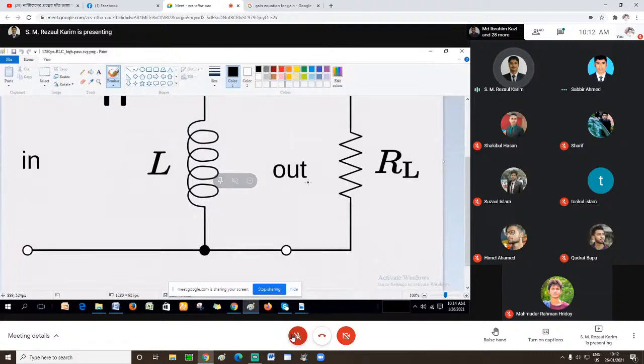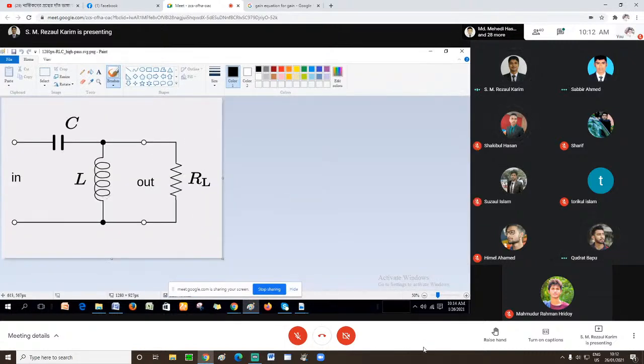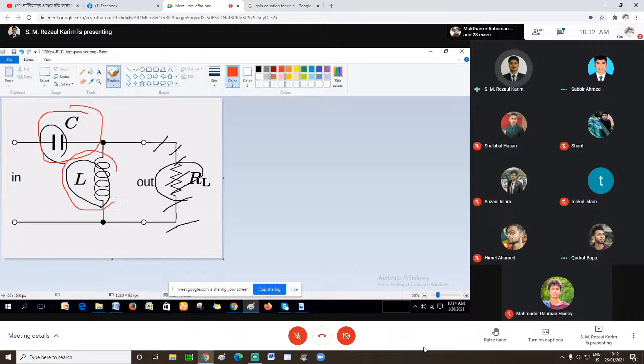Can you see one circuit? Yes, sir. This circuit. So this is a circuit: the capacitor, inductor, and the resistor, right? The resistor, actually, is the load. This is not part of the filter circuit. Actually, the filtering is done by this capacitor and inductor.